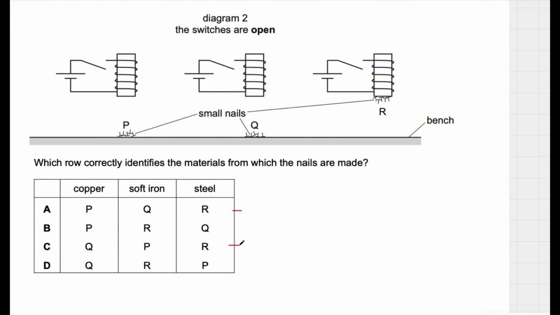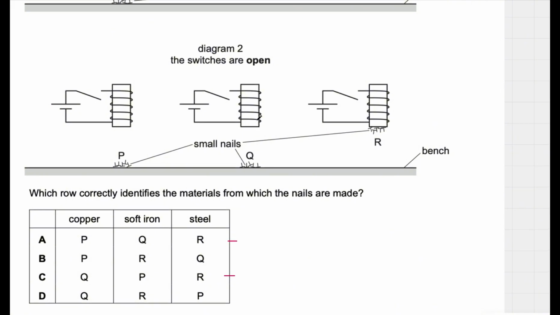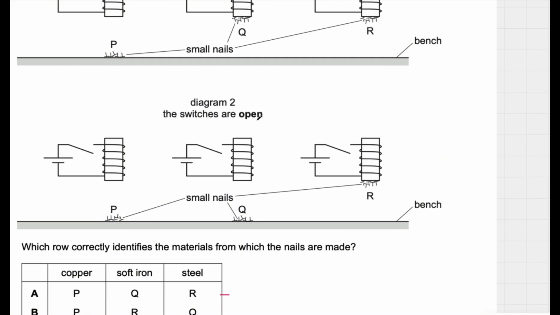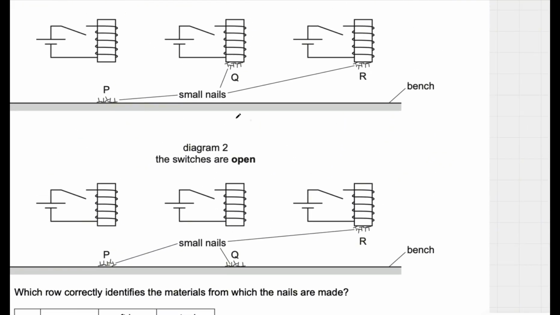Now let's see Q. What is Q? Q fell off when it switched off. Okay. Let's look at when it's on. When it's on, P was not magnetized, which means P is not a magnetic material, but Q is a magnetic material.